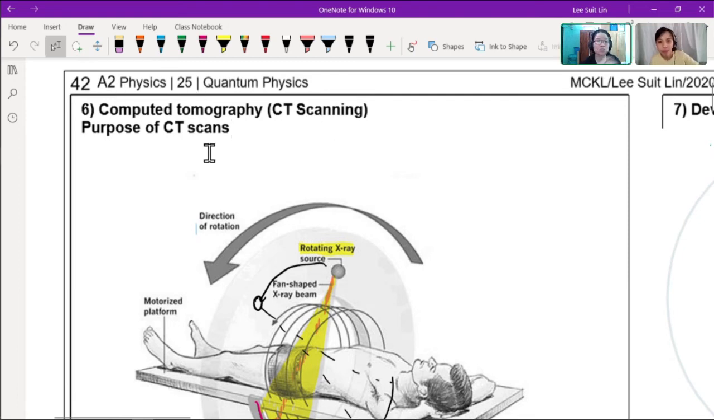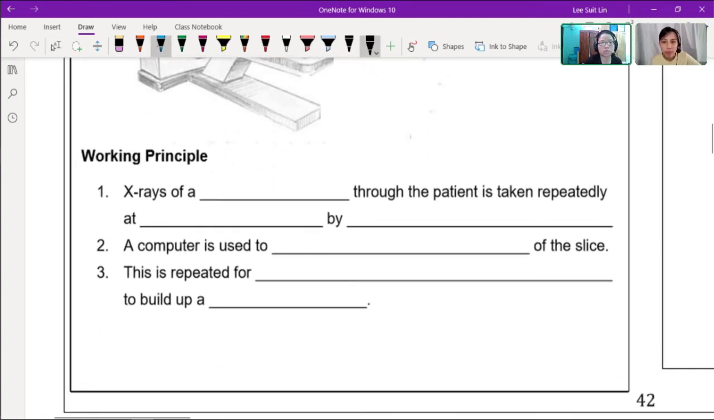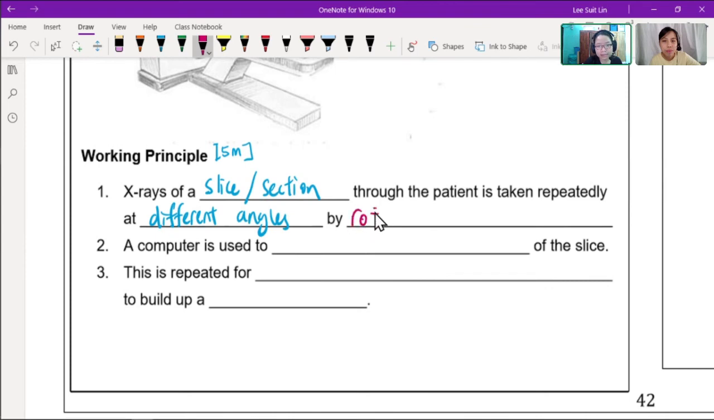C and T. All right, so we're going to write that understanding down inside this part where we will talk about the working principle. Normally, in an essay question, this will be about 5 marks. All right? Always start with the hallmark characteristic. You are going to take repeated photos by rotating an X-ray. So here, we will start with: the X-ray of a slice or a section through the patient is taken repeatedly. You rotate, rotate, rotate. So we are taking it repeatedly at different angles by rotating our X-ray source and detector.